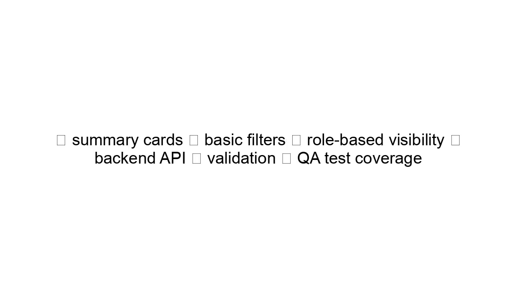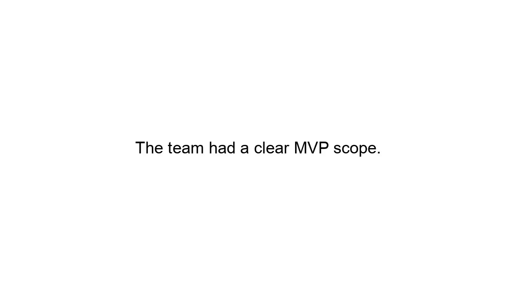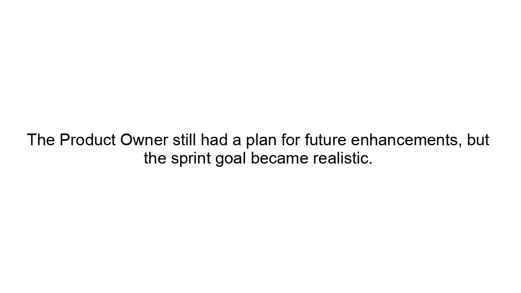We agreed that the first release would include summary cards, basic filters, role-based visibility, backend API, validation, QA test coverage. The later release would include export option, advanced filters, drill-down page. Result: the team had a clear MVP scope. The first version was delivered on time. The product owner still had a plan for future enhancements, but the sprint goal became realistic.